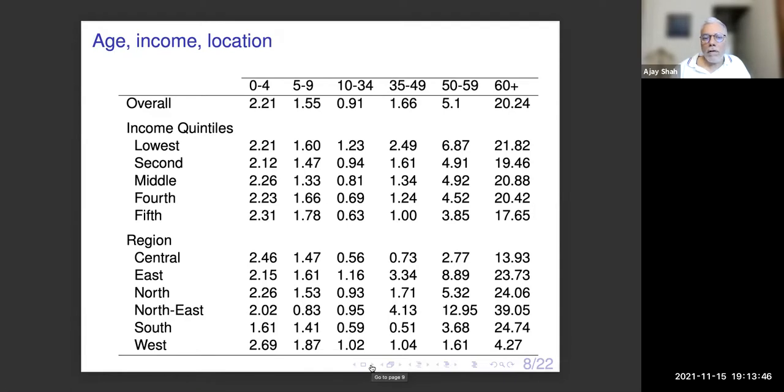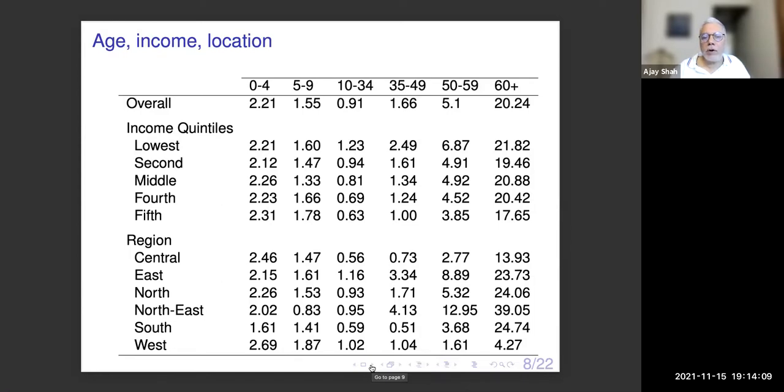For the 5 different income quintiles of India, we are seeing what is the age structure of self-reported health. And for the 6 regions of India, we're seeing what is the age structure of self-reported ill health. And we see some very interesting findings here. So let me start at age 10 to 34.